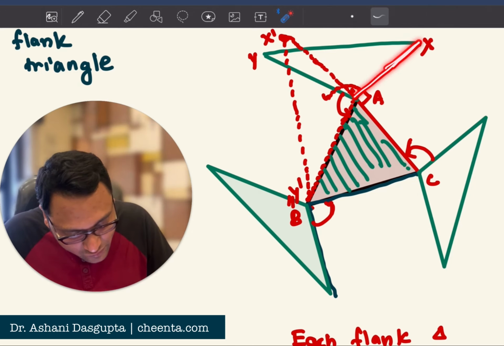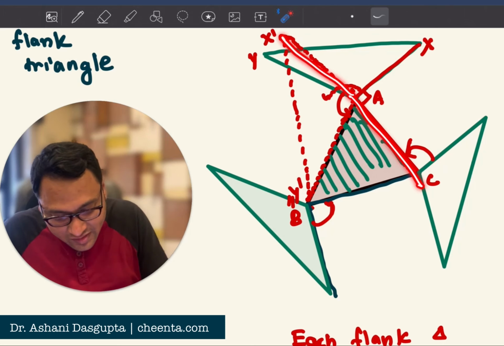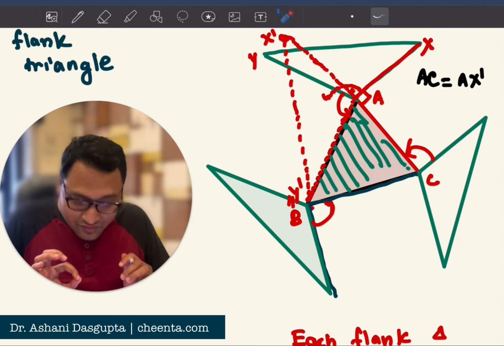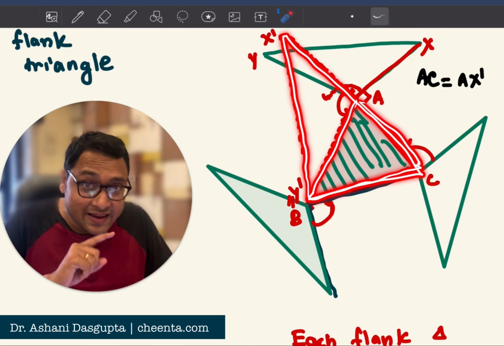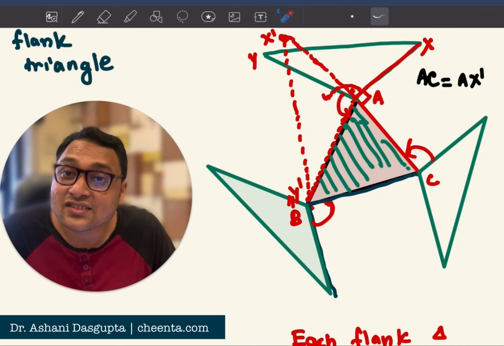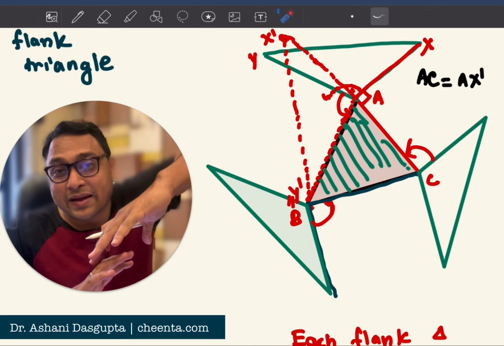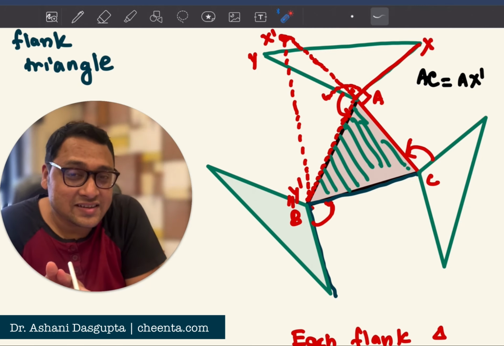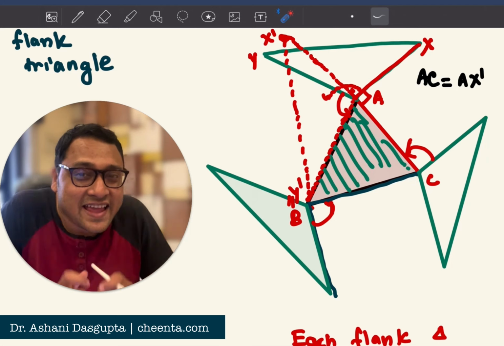Secondly, since AX is equal to AX prime is equal to AC, we have AC and AX prime equal, right? So now what do you have? You have a big triangle in which half of it is the original triangle ABC and half of it is the rotated triangle AXY, the flank triangle. You see what just happened? You rotated the flank triangle by 90 degrees and now you have a big triangle. Half of it is ABC and half of it is the flank triangle. Isn't it wonderful? Therefore, these two triangles are equal in area.